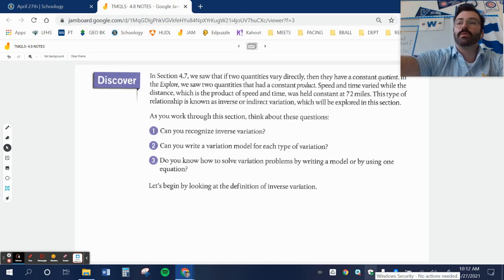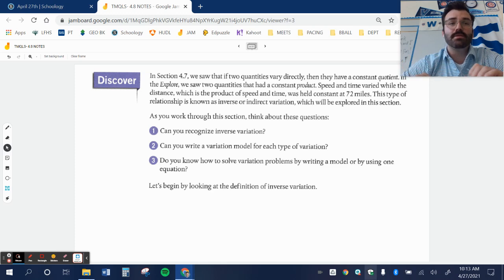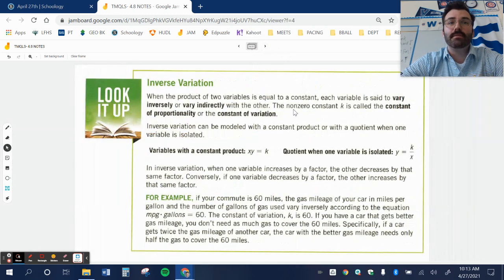So what are we going to talk about today? Like I said at the beginning, can you recognize inverse variation? Can you write a variation model for each type of variation? And do you know how to solve variation problems by writing your own model?